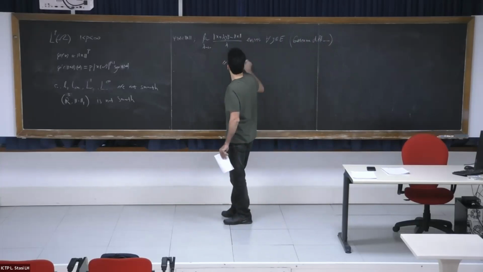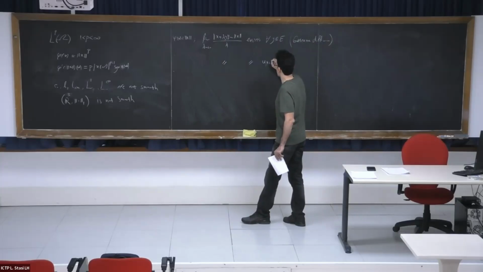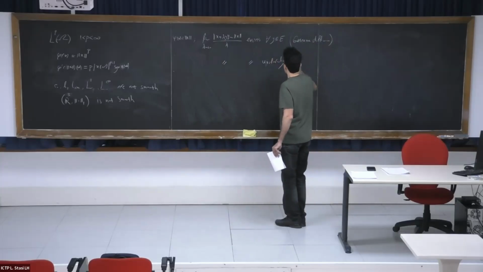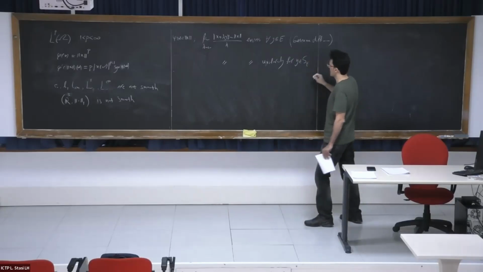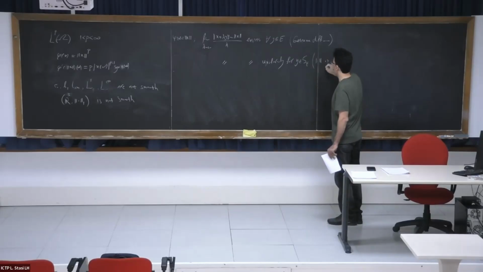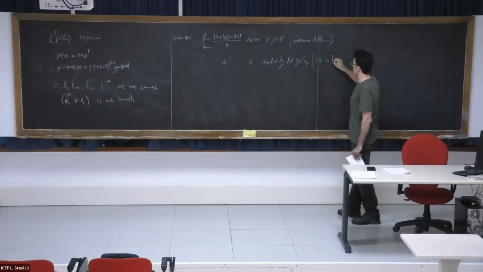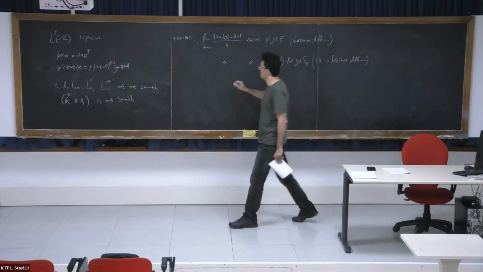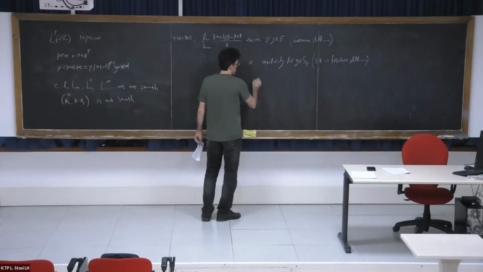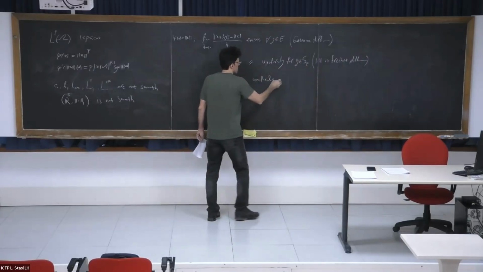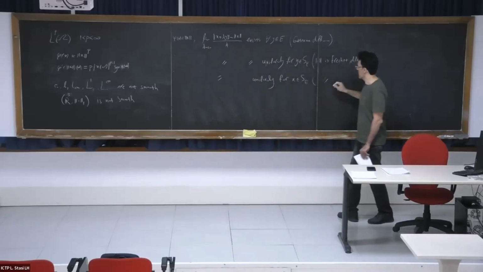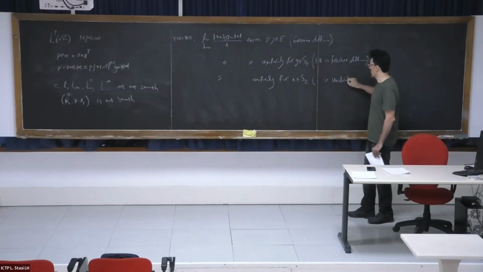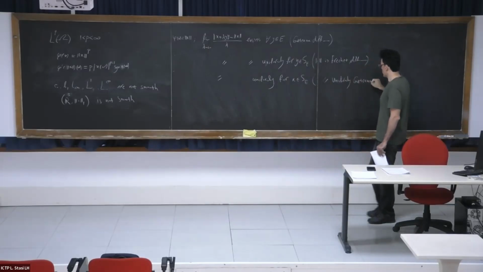And if this one exists uniformly for each y in S_E, then we say that the norm is Frechet differentiable. And if we have this one uniformly for x in S_E, we say that the norm is uniformly Gateaux differentiable.